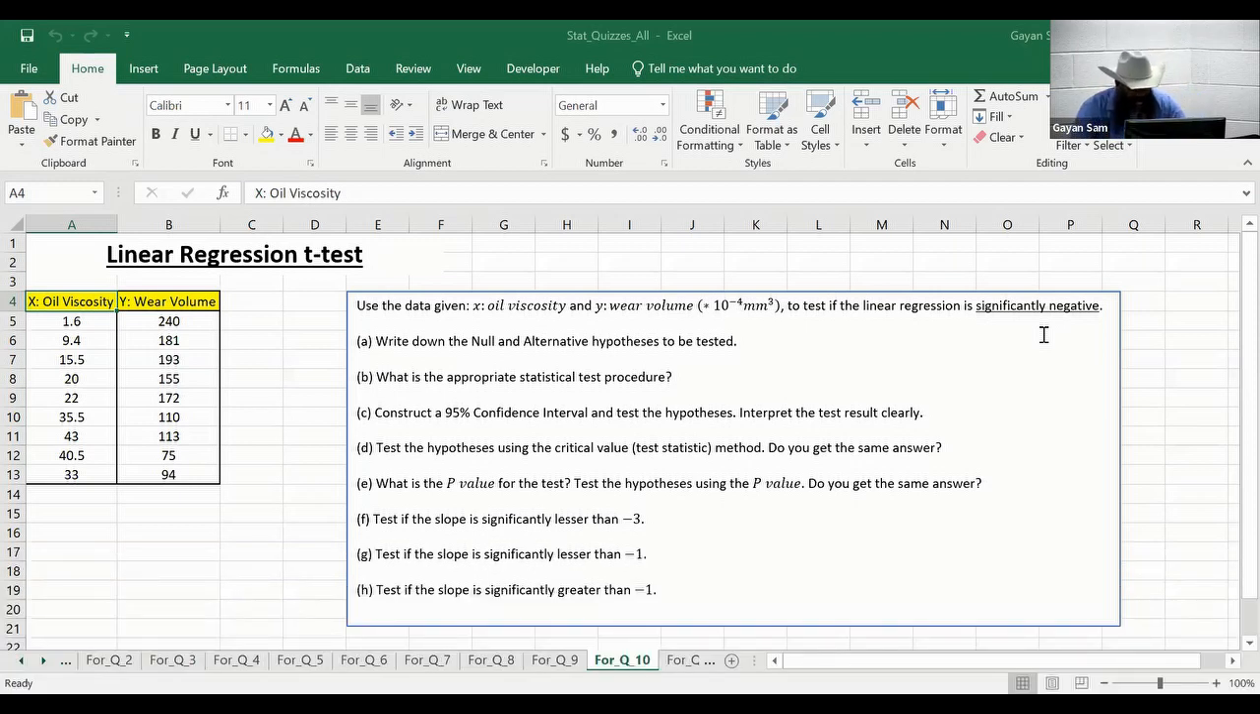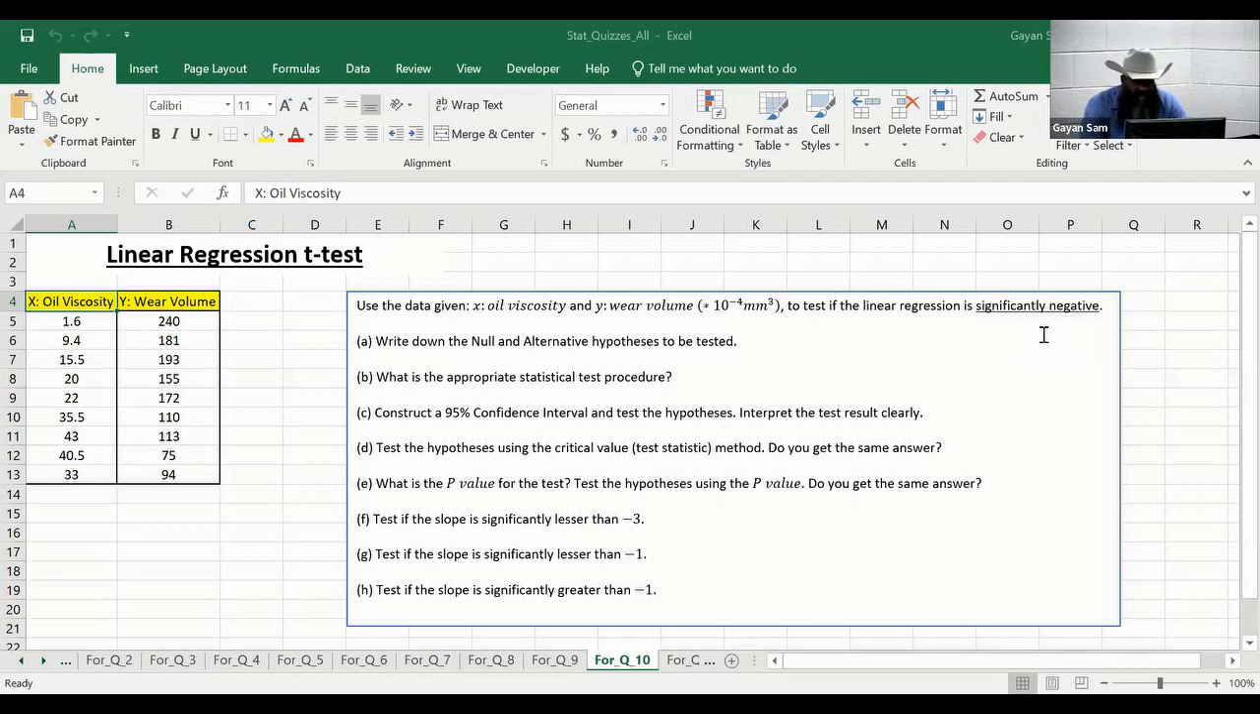Part B, what's the appropriate statistical test procedure? It is the simple linear regression t-test. It's okay to not include the term simple, but you have to write down at least linear regression t-test. Please do not write just t-test. T-test is something else. Here, we need linear regression t-test. That's the answer for part B.